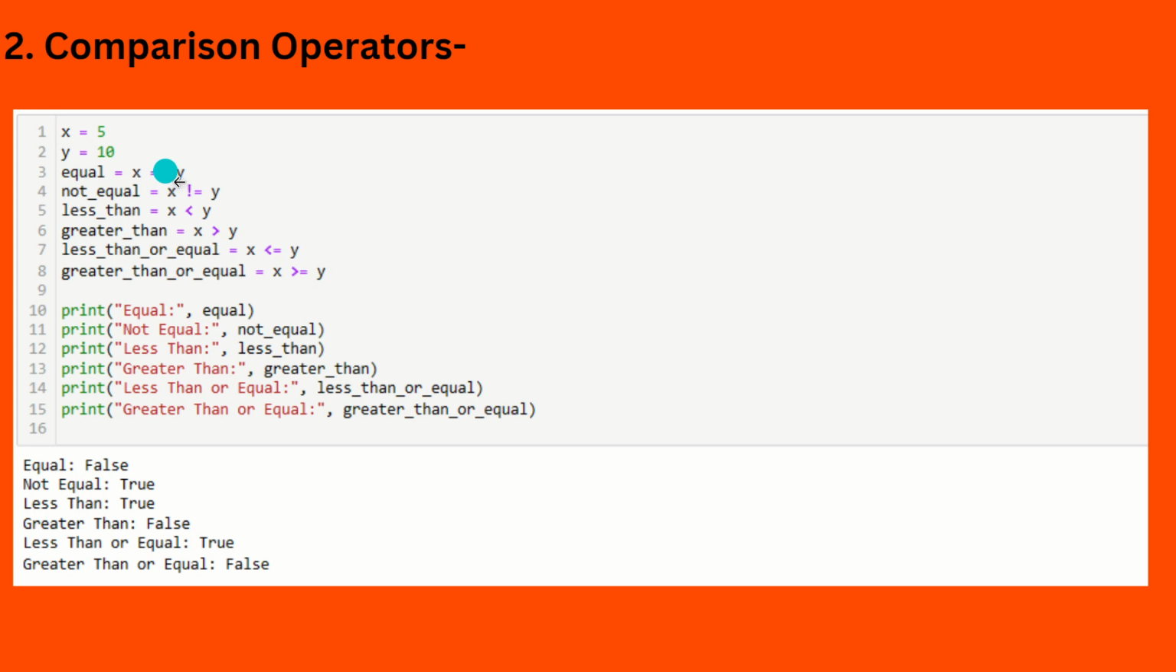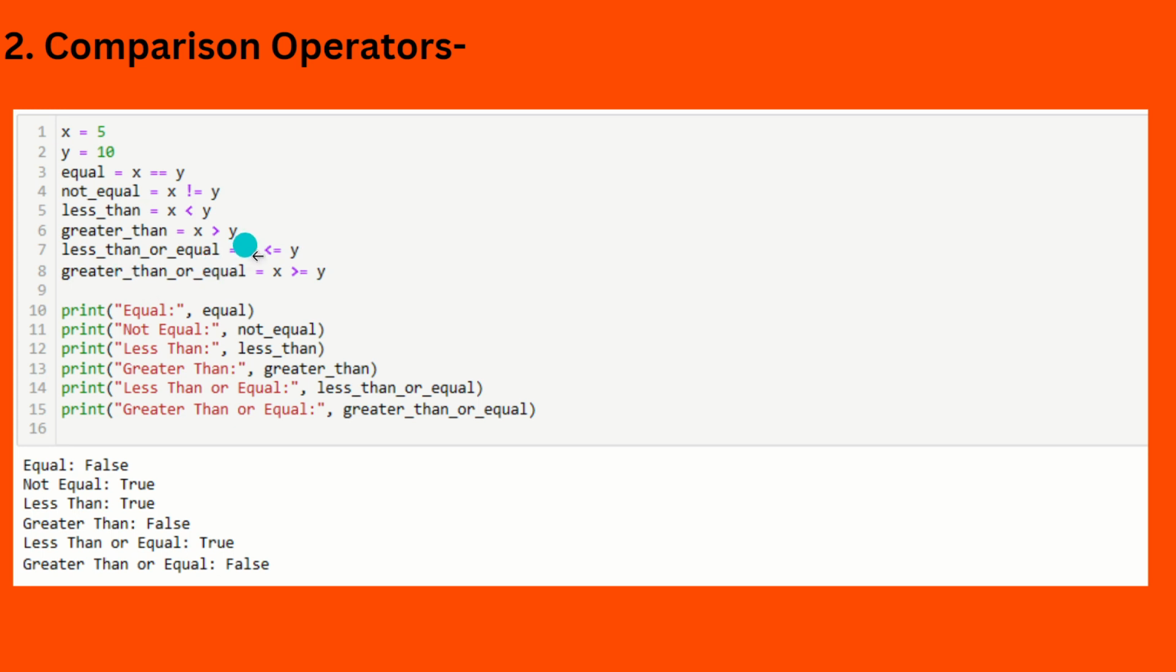Now equal to, x equal to y. 5 is equal to 10. False. We get the boolean value false as the answer. For not equal to, use an exclamation mark followed by an equal to symbol. 5 not equal to 10. Correct. True. Less than. Is 5 less than 10? True. Correct. Next. Greater than. 5 greater than 10. Obviously false.